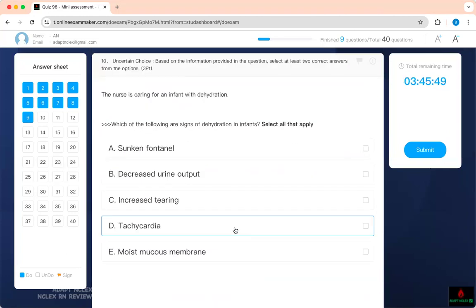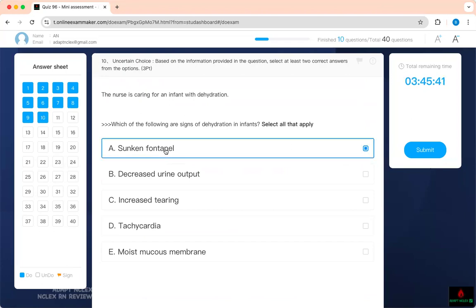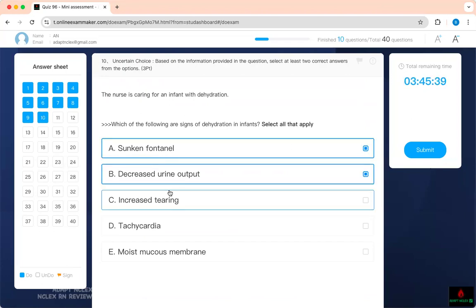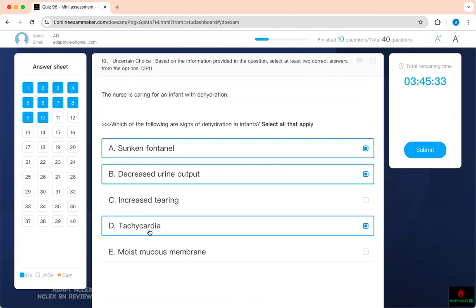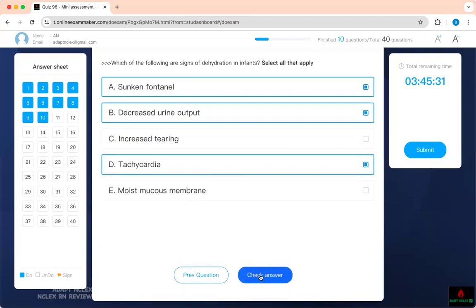Which of the following are signs of dehydration in an infant? You know dehydration. You lost a lot of fluid, so you show signs of dehydration, right? Sunken fontanelle, no brainer. Your urine output is going to go down. You're not going to have excessive tears because you don't have water anywhere. You're going to have tachycardia. Your mucous membrane will be dry.